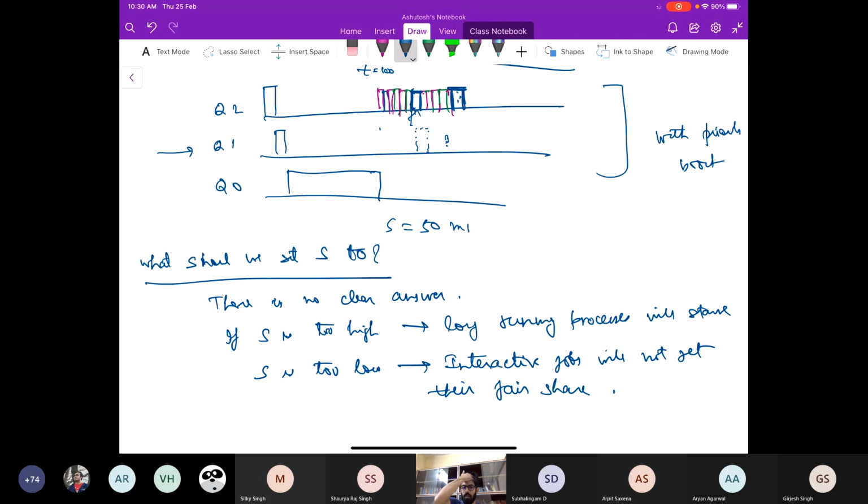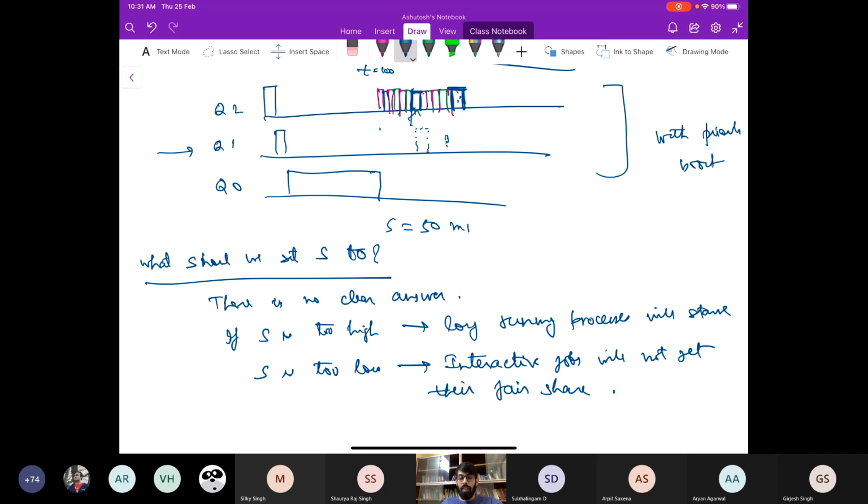Okay, so that is why this S should be chosen carefully, but there is no very clear answer of what this S should be, and it would be tweaked according to whatever the system requirements are. Like, how many short jobs are there typically, and so on.